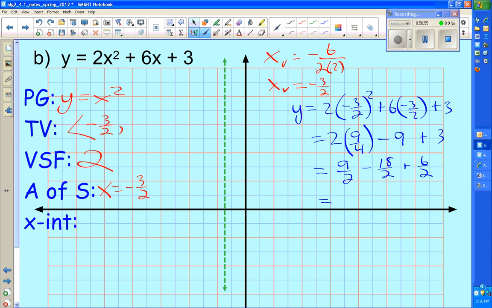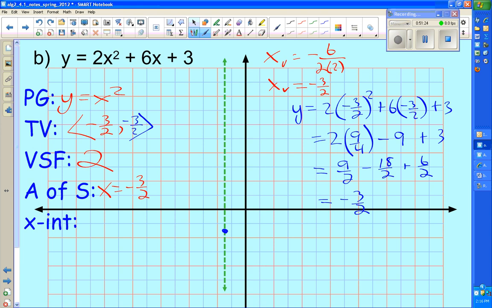So 9 over 2 minus 18 over 2 is negative 9 over 2, plus 6 over 2 would be negative 3 over 2. So my vertex is negative 3 over 2, negative 3 over 2. Did I make a mistake? We good? So we're right here. Negative 1.5, negative 1.5.